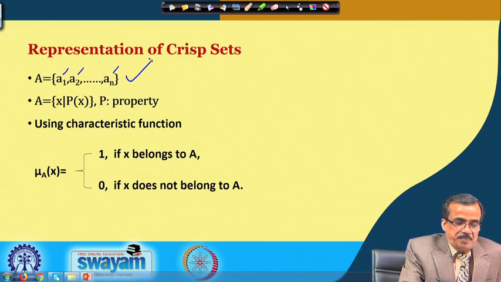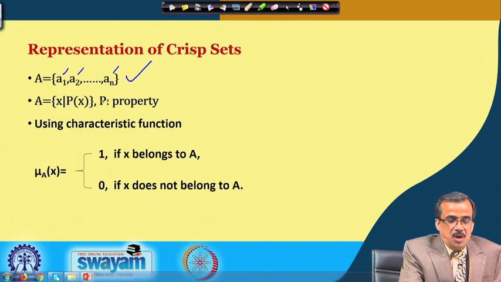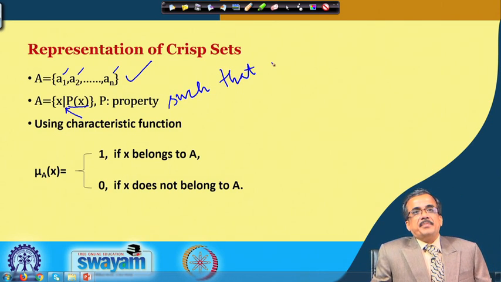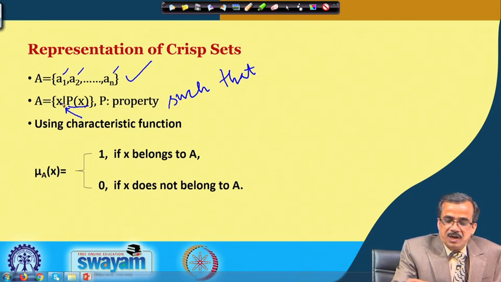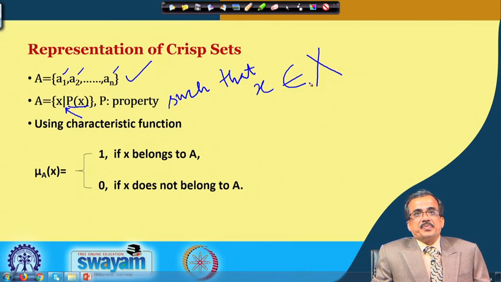The second method of representing the crisp set is as follows. A is a crisp set, which is the collection of x such that it has the property P(x). P(x) is the property, and this particular symbol indicates such that. So A is a crisp set having the property P(x), and this small x, of course, belongs to the universal set or universe of discourse.